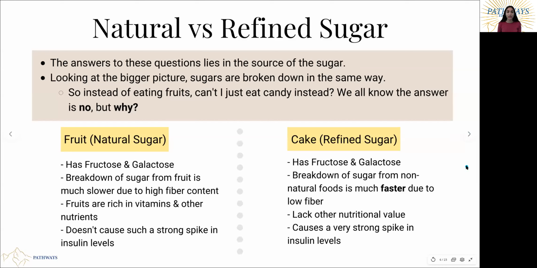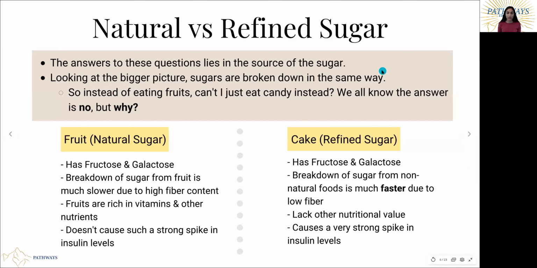So the answers to these questions lie in the source of the sugar. Looking at the bigger picture, sugars are all broken down in the same way. So instead of eating fruits, why can't I just eat candy instead if all sugars are broken down in the same way? We all know the answer is no, but why? And the answer lies, like we had said earlier, in the source of the sugar.